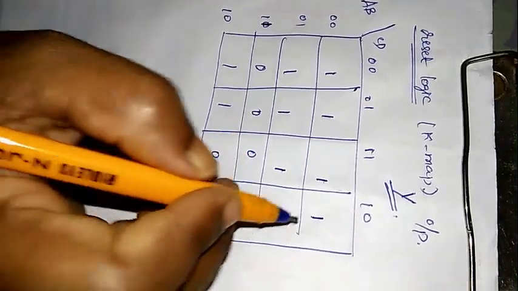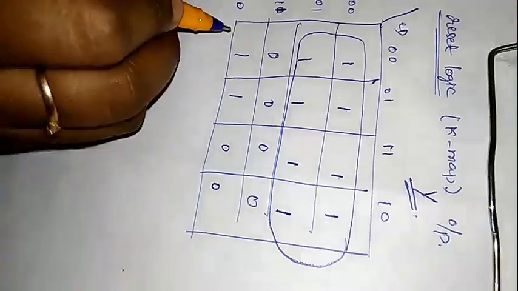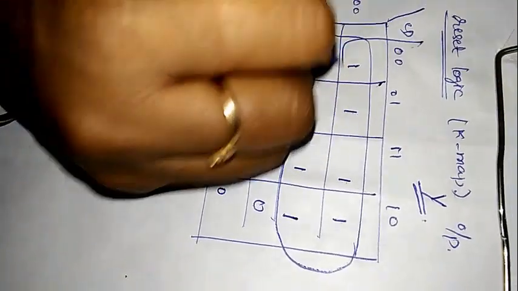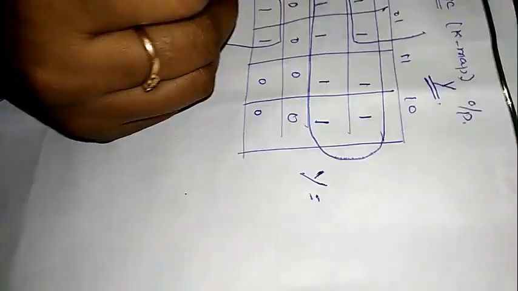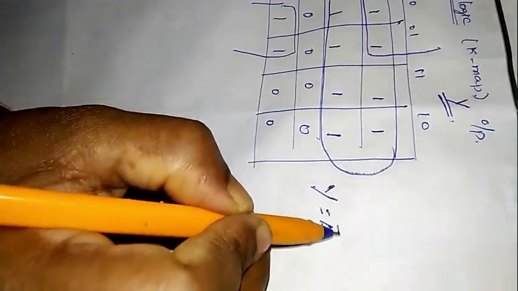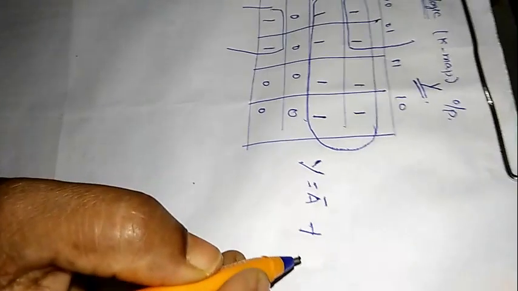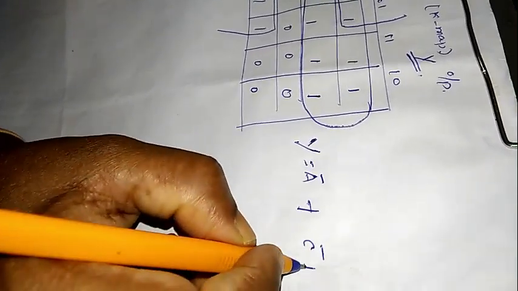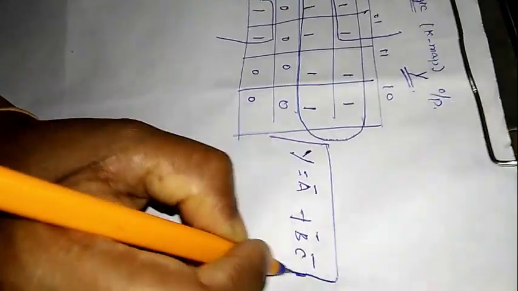Now if I have to group it, it's very obvious. This will be my first group and this is going to be my second group, correct? So my expression for Y will be, for this group, the common term is A bar, plus for these two groups the common terms are C bar, and here it is B bar. So it's B bar and C bar. So this is my reset logic.